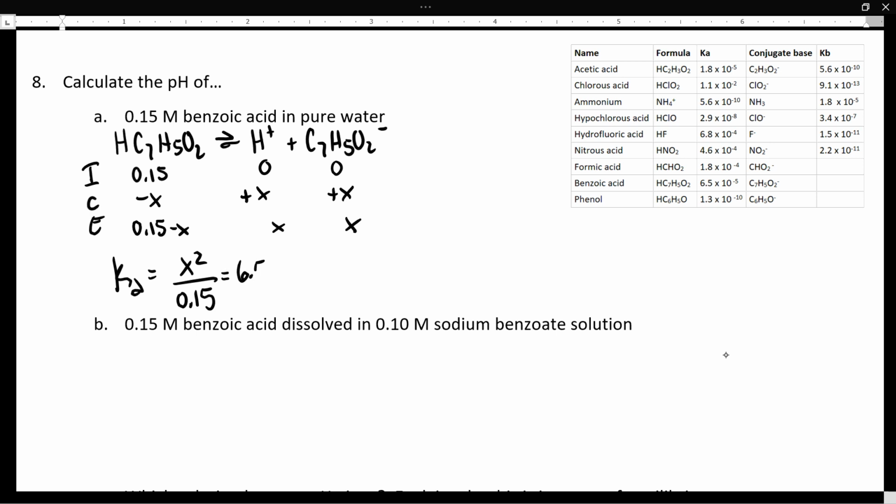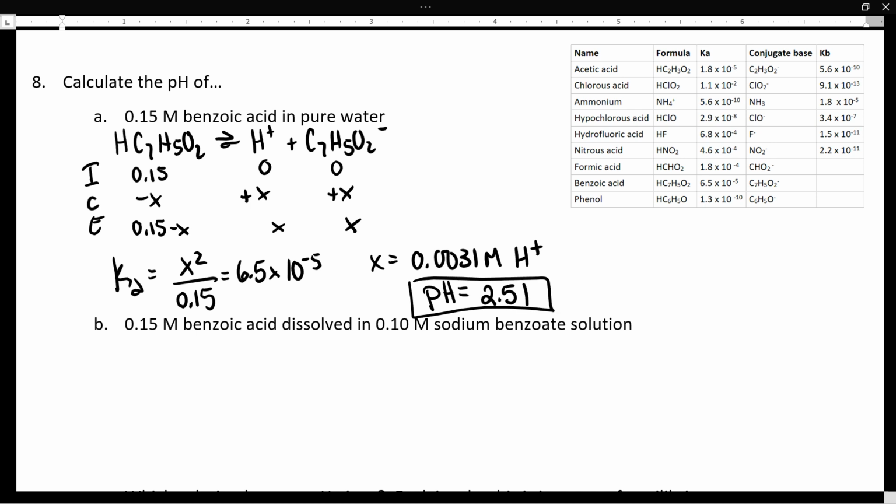And I know the value of Ka is 6.5 times 10 to the negative fifth. And so I can rearrange and solve here. So 6.5 E negative 5 times 0.15, square root. I end up with X being 0.0031 molar. That's my hydrogen ion concentration. So I take the log here and I get the pH, which is going to be 2.51 here. So that's my pH of pure benzoic acid.